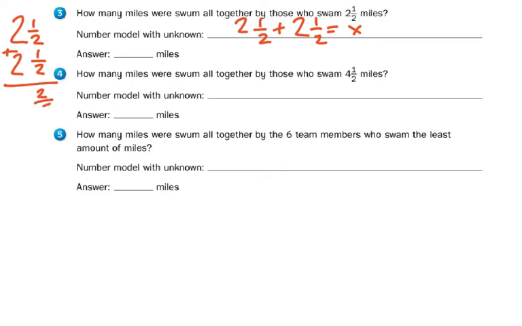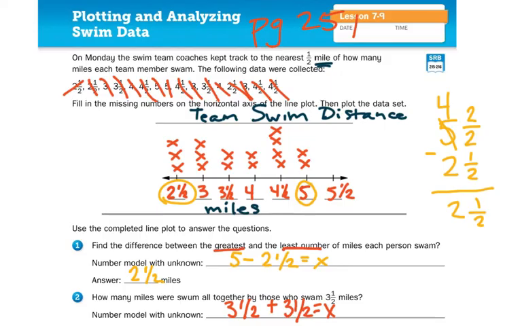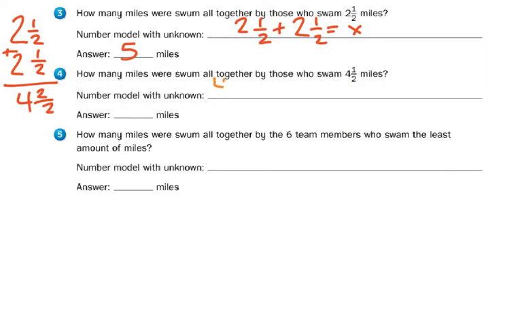1/2 plus 1/2 equals 2/2. 4 and 2/2 is the same as 5. How many miles were swum altogether by those who swam? 4.5 miles. So let's go back to the 4.5. There's 1, 2, 3, and 4. So 4.5, and 4 people swam that, so I have to add it together. 4.5, 4.5, 4 times.